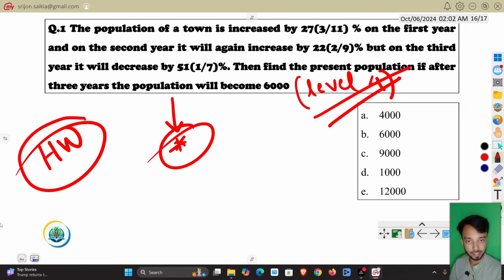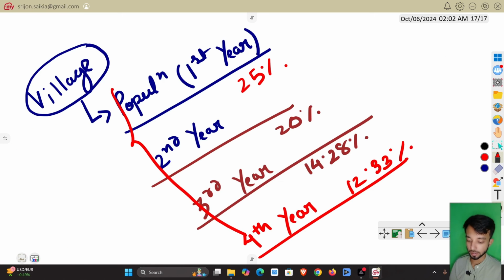We will be discussing it in the next class, but only if you have a problem and comment in the comment section, then only we will discuss this question in the next class. But I will tell you how to solve this kind of question, and this question will be your homework. So let's see how to solve this kind of question. Very easy, not hard. Let me give you an example.